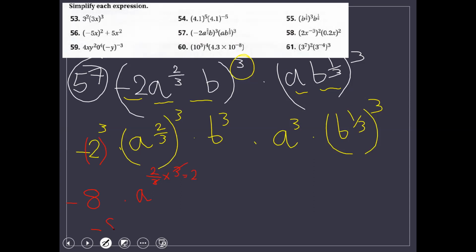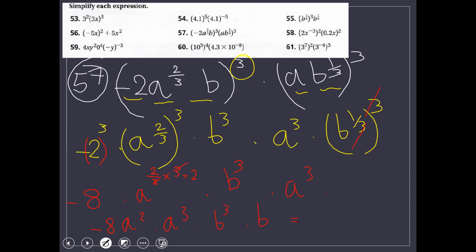So now negative 8, a squared, then b cubed, keep it as b cubed, a cubed, then here the a cubed and the b cubed, then b raised to the power 1 over 3 cubed. After multiplying them, it will be 1.